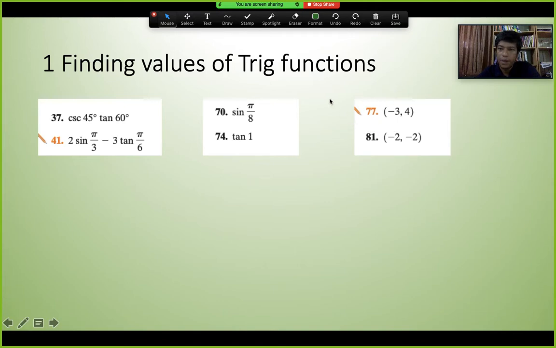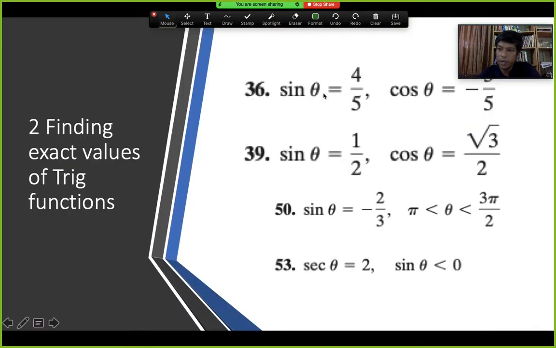As usual we have practice class, so we can practice if needed for any topic. This kind of question also you have seen. This is finding the exact values of trig functions.